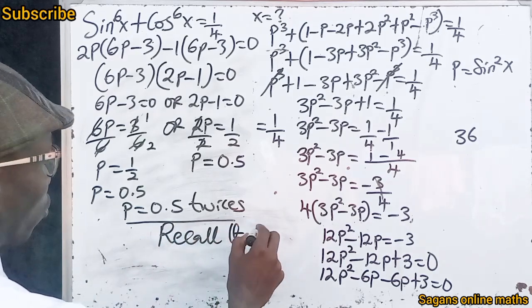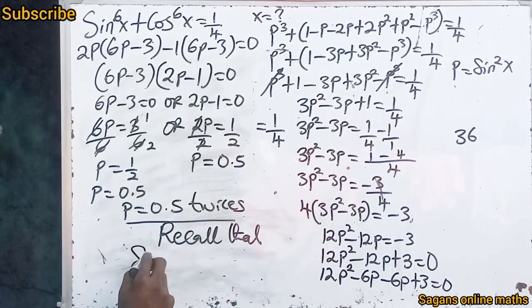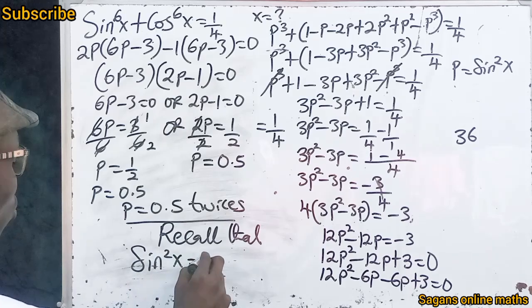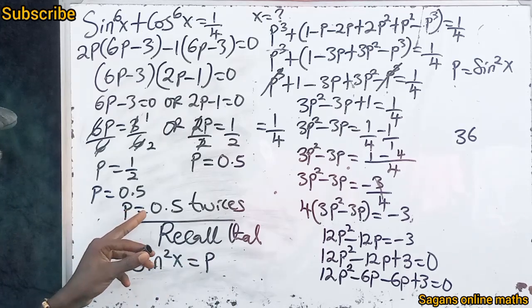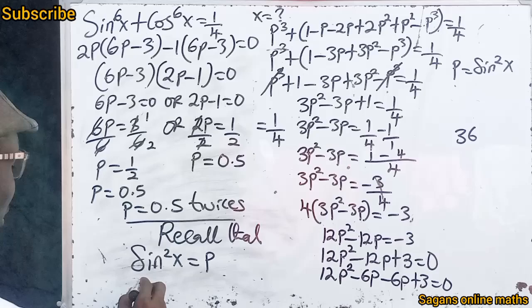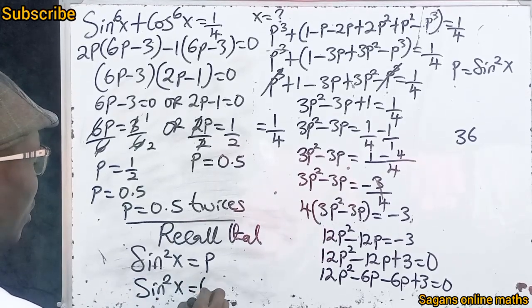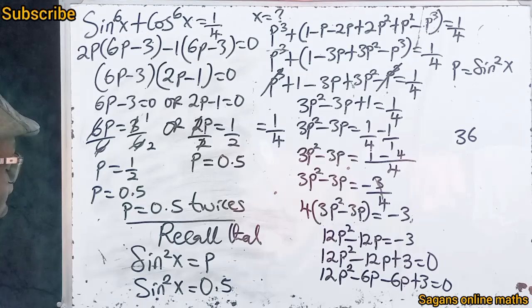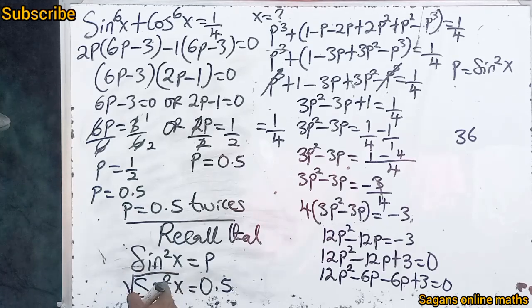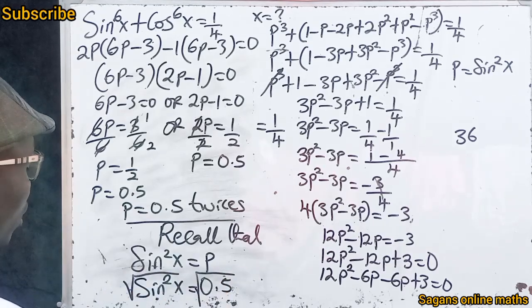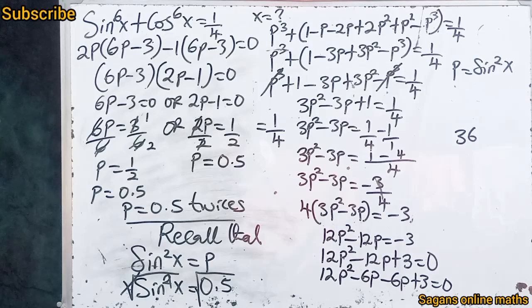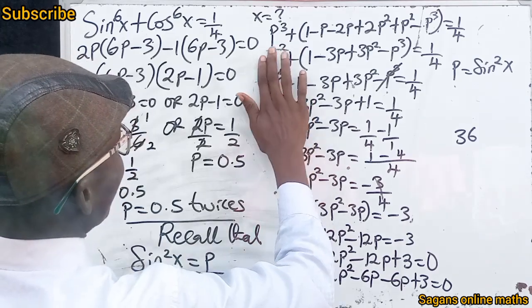Now, recall that we know that sine square S is equal to p, and p is equal to 0.5 twice. That means sine square S is equal to 0.5. Now let's take the square root of both sides so that we can remove this square from here. So this will cancel out this.